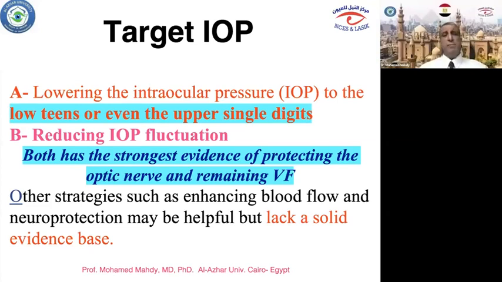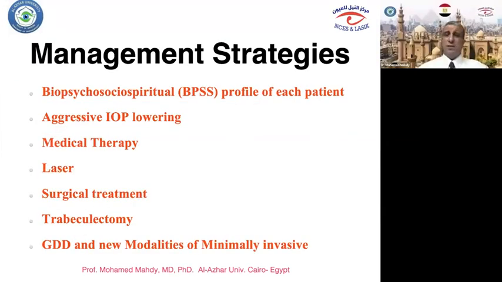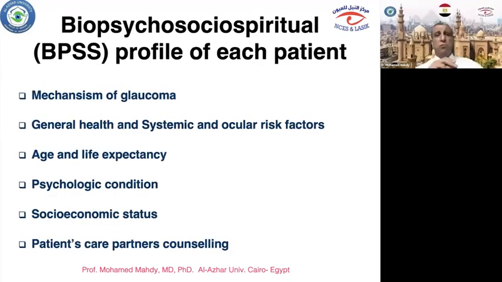If we come to the management strategies, we should address several points. One of them is the biosociospiritual profile of each patient. Then aggressive lowering of the intraocular pressure: medical therapy, laser surgery, trabeculectomy, glaucoma drainage devices, and the new modalities of minimally invasive glaucoma surgeries. If we come to the biosociospiritual profile of each patient, we should address the mechanism of glaucoma. Normal tension glaucoma management is different from high pressure glaucoma management and totally different from secondary glaucomas.